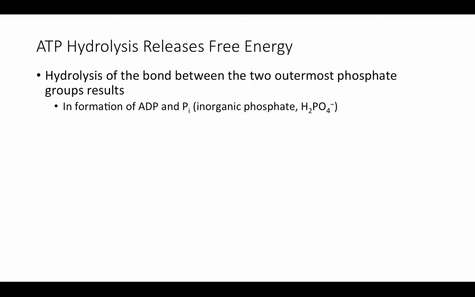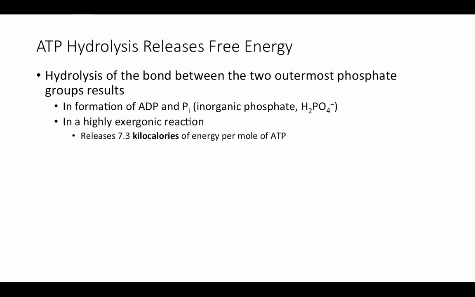So how do we get this energy? Basically by hydrolyzing that ATP. So hydrolysis of the bond. This is the same kind of hydrolysis reaction that we saw when we were breaking up polymers, when we were talking about macromolecules, where a water molecule is brought in to break that bond between the 2 outermost phosphate groups. So it's going to lose its 3rd phosphate group in the line, and that's going to form ADP and inorganic phosphate. So this is going to be a highly exergonic reaction. It's going to release 7.3 kilocalories of energy per mole of ATP.